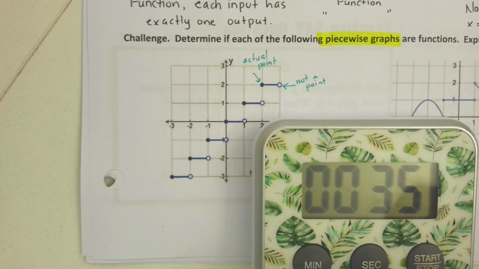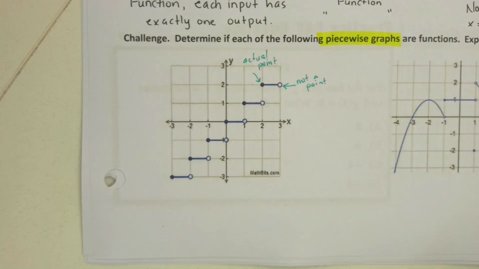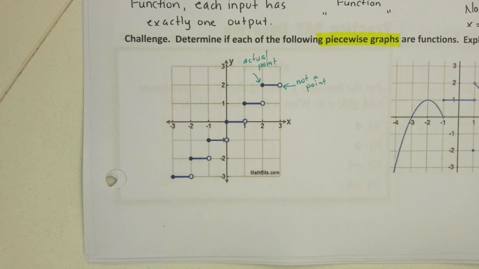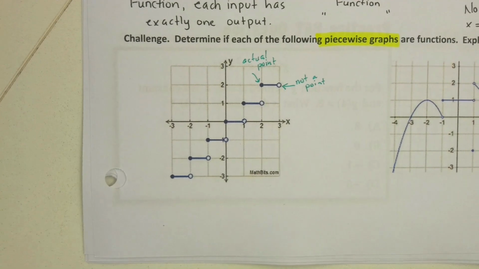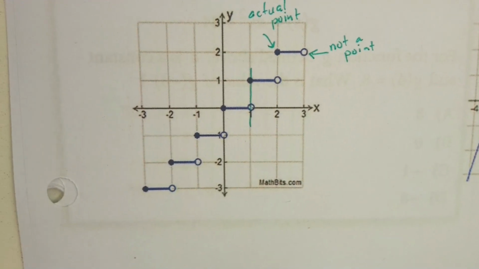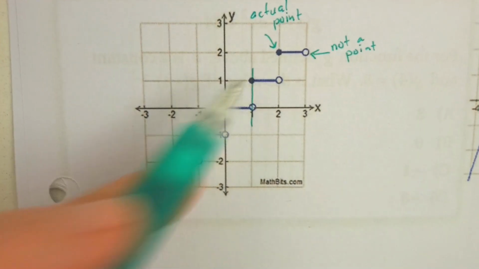Alright, let's pair up. Let's do pinks and purples, yellows and greens. What are we thinking? Does it pass the vertical line test? Way to go, Garrett. It does pass the vertical line test, because if you drew a vertical line right here, are there two points there? No, there's only one, because that open dot is not a point. So it only crosses this point.